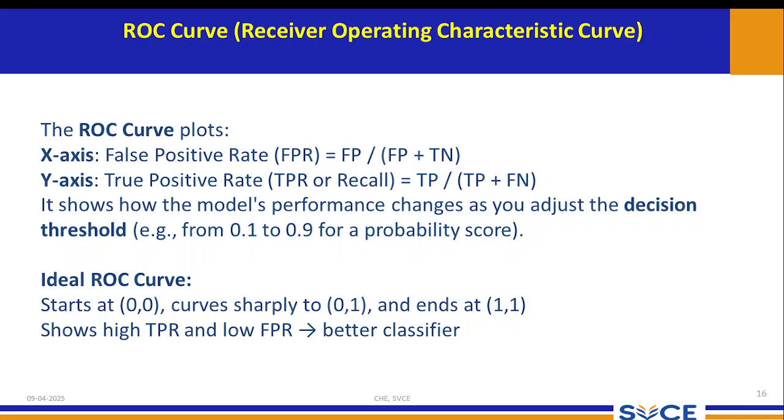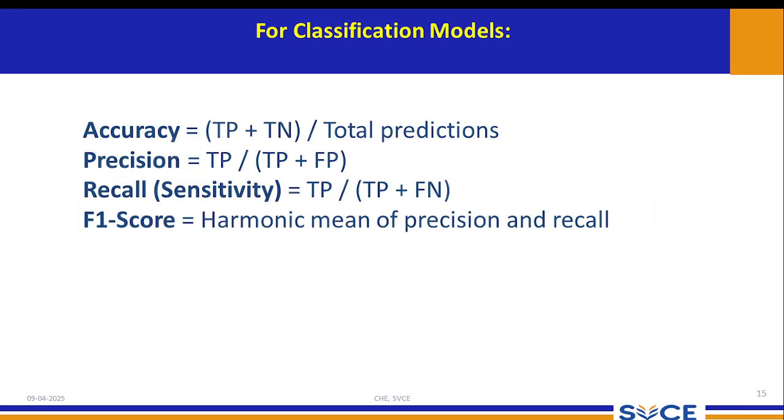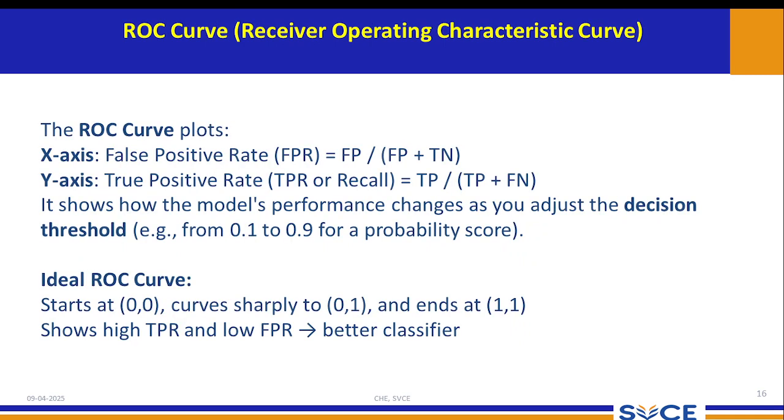In the y-axis, the true positive rate, which is true positives divided by true positives plus false negatives, which is nothing but recall, right? So the y-axis is recall, and on the x-axis you have the false positive rate. It shows how the model's performance changes as you adjust the decision threshold, for example, if the probability score is between 0.1 and 0.9.